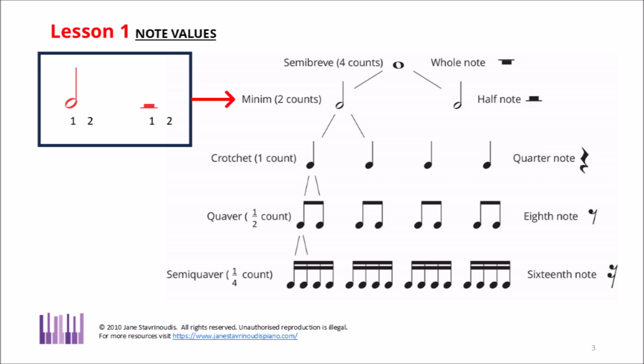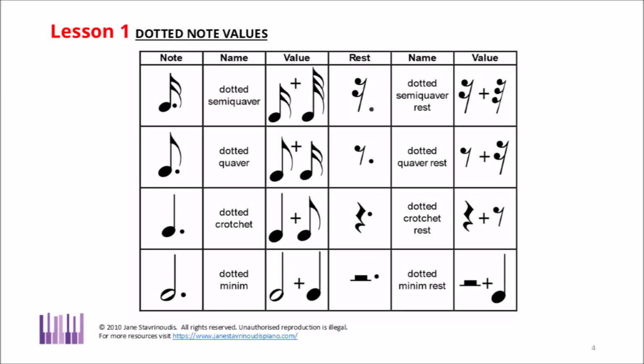For example, a minim is a long note held for 2 counts, and a minim rest is a long rest where there is silence for 2 counts. A dot after a note or rest makes that note or rest longer by half again. For example, a dotted minim or dotted half note is worth 3 counts because it is made longer by half again. It is normally 2 counts long and half of 2, or 1, is added.